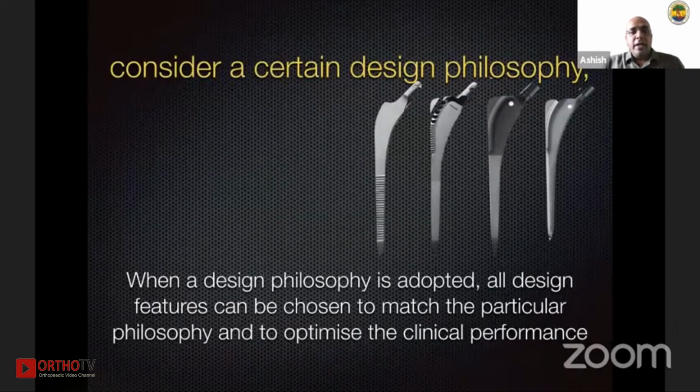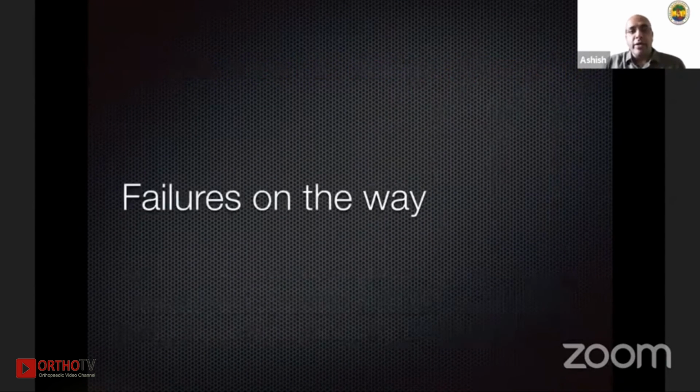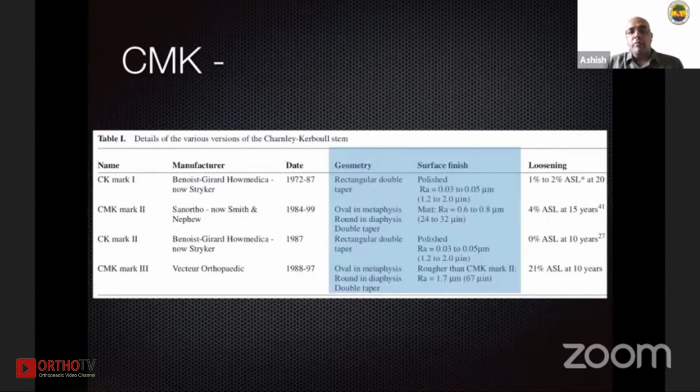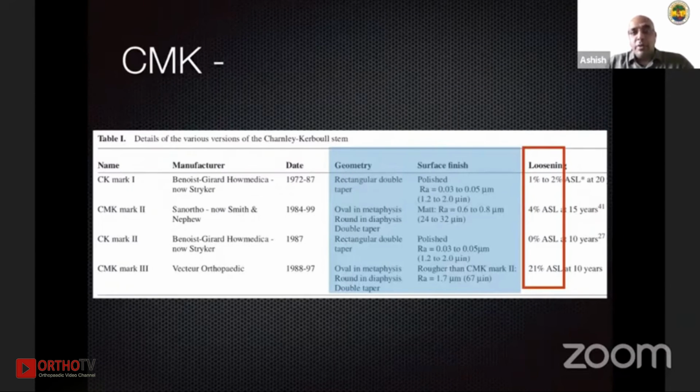So whenever a design philosophy is adopted, you just make sure what are the changes in design and use it to your advantage. There were a few failures on the way, and if you see that a lot of implant manufacturers have made a lot of changes, it is the same stem, the CK or the CMK stem, which are the copies of which are there in our Indian market. So over a period of time from 1972 to 1988, they made certain changes. This is out there in the literature, and they had a failure rate up to 21% when they started to make changes in something which was already known.